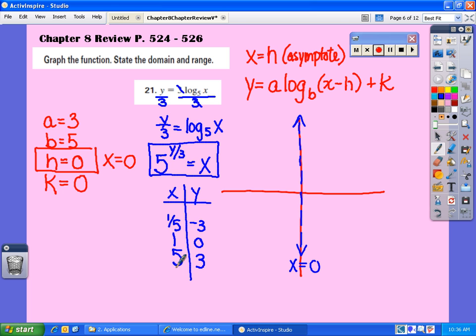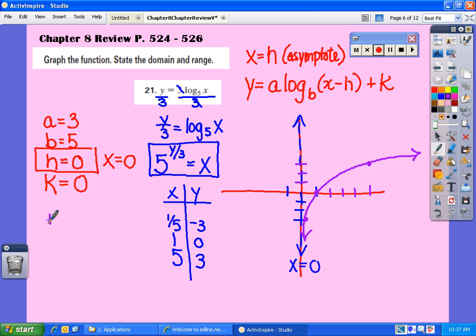Okay, now let's take those values and graph them on our graph. Remember, we have to start with x first in order to graph. At 1/5 on the x-axis, we're at -3. At 1, we're at 0. And at 5, we are at 3. Just with those 3 values, we've got a very clear idea of what our graph looks like. That is our log function. Notice the vertical asymptote at x equals 0.